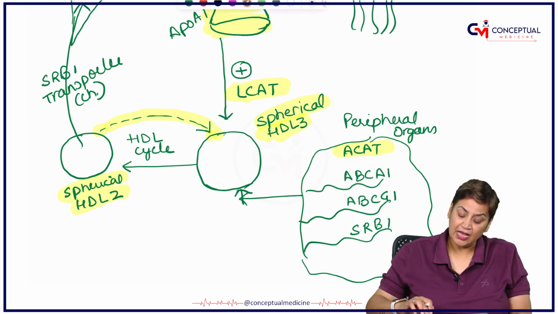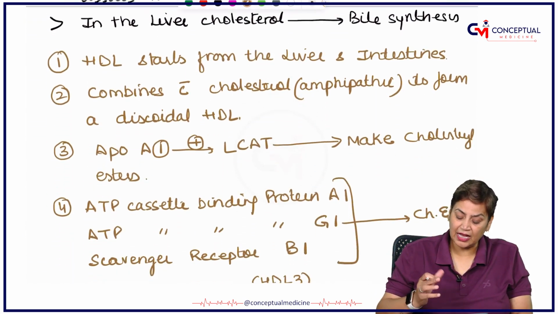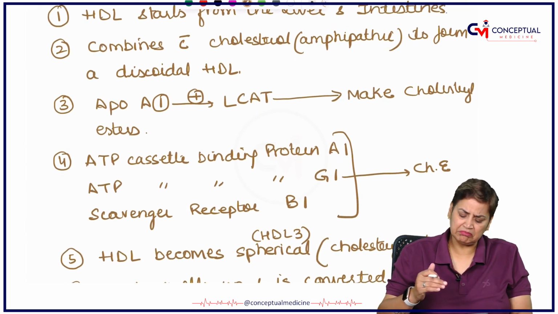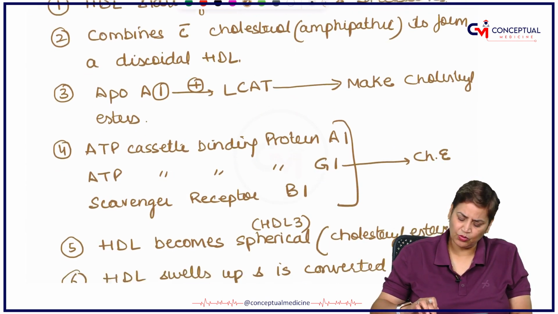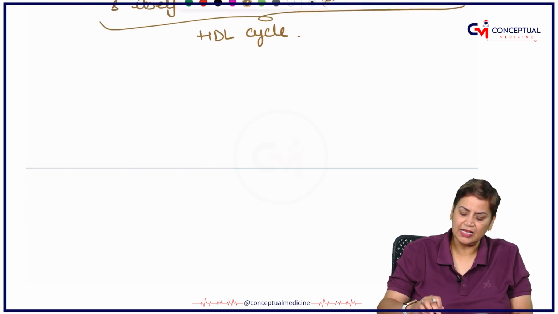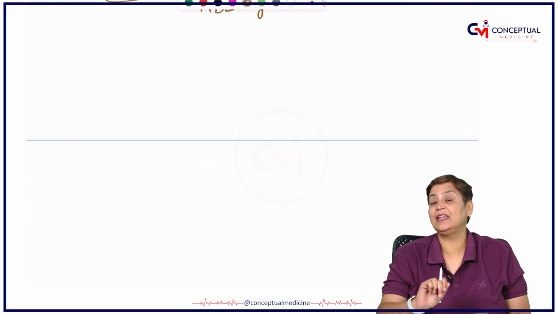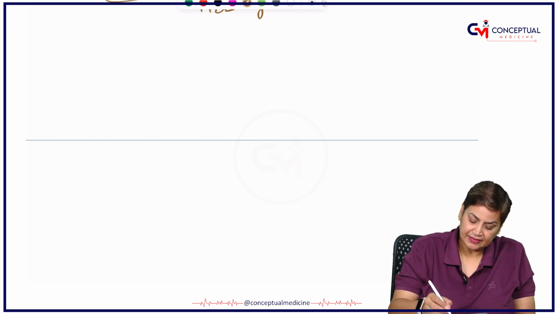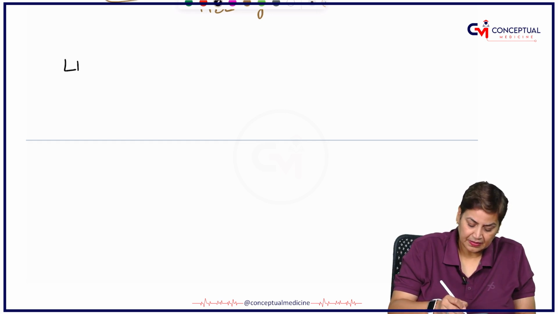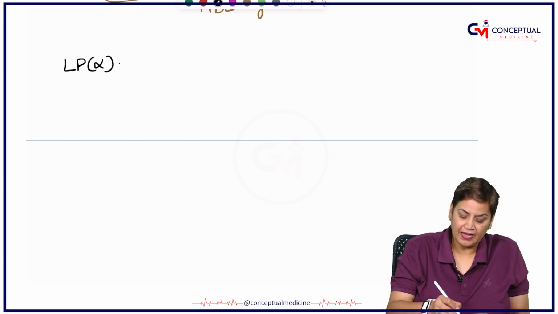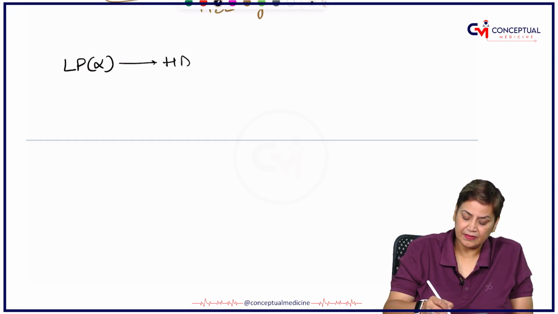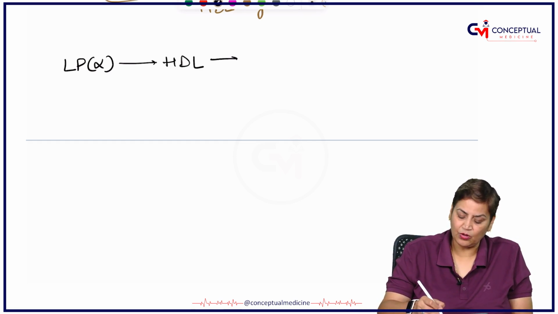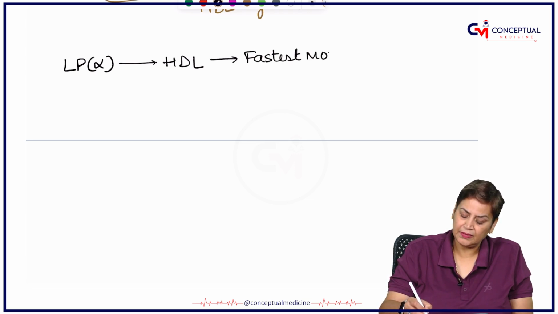Now there are other lipoproteins also which resemble this. Most of the students get confused between these. For example, HDL is known as lipoprotein alpha. Just keep this in mind. Lipoprotein alpha is HDL. Why HDL? Because it is the fastest moving fraction. Very important.